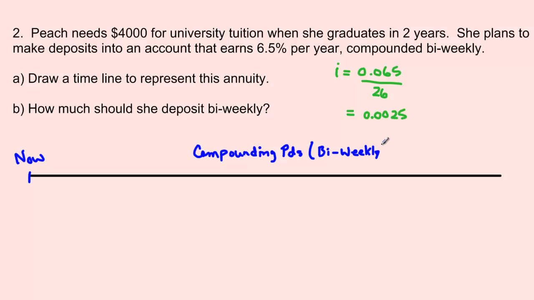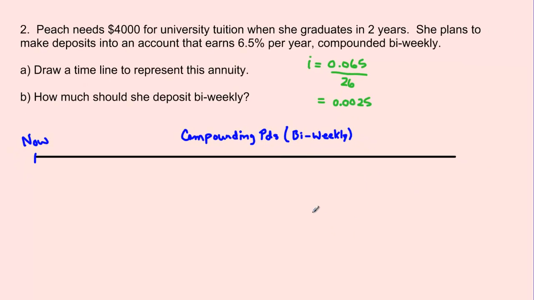Well, how many compounding periods are we going to have? It's every other week for 2 years. Well, 1 year has 26 compounding periods, which means 2 years will have double, or 52 total compounding periods. So the very last compounding period will be the 52nd one, which means I'm going to have a 51st one, I'm going to have a 50th one. This will continue all the way until I have my second, and then I'll also have my first.